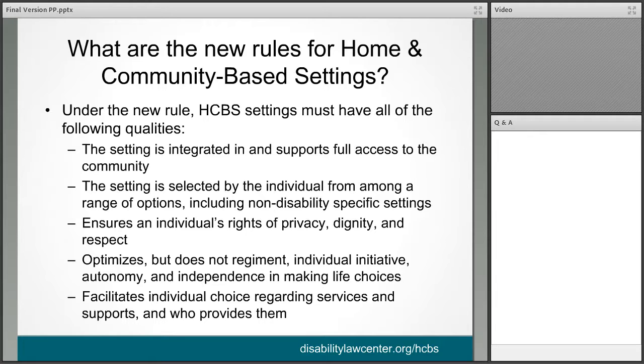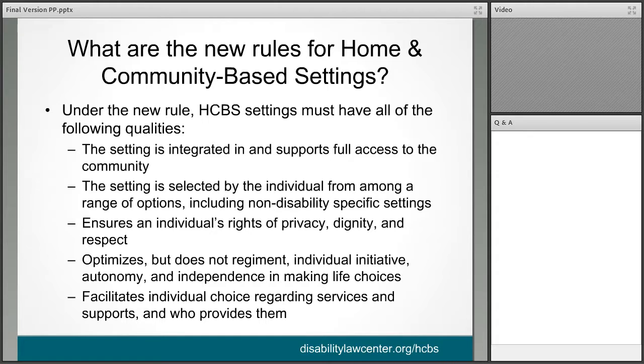The fourth quality is that a setting should optimize but not regiment individual initiative, autonomy, and independence in making life choices. And this really has to do with where and with whom people spend their time in terms of being able to decide that they want to hang out with friends or they want to go to the library. And a setting shouldn't force somebody to accept a highly regimented schedule if they don't want one.